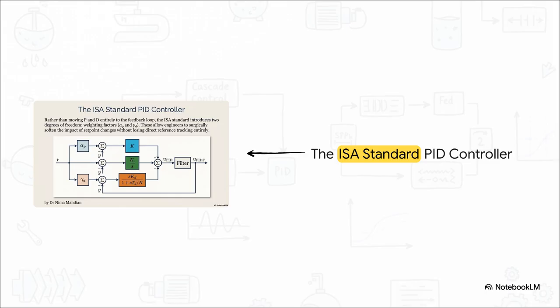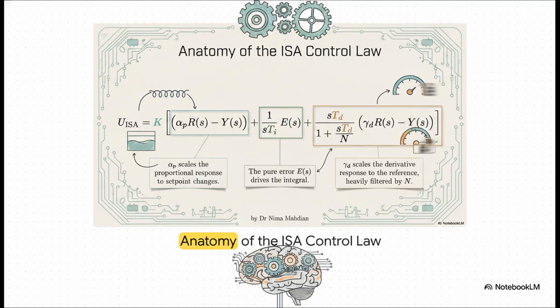Here, the reference signal R actually splits. It passes through alpha_P before being compared with Y for the proportional gain, and it passes through gamma_D before comparing with Y for the filtered derivative block. These weights are brilliant because they allow engineers to surgically soften the impact of set point changes without having to sacrifice direct reference tracking. Let's systematically unpack the anatomy of this ISA control law in the Laplace domain.